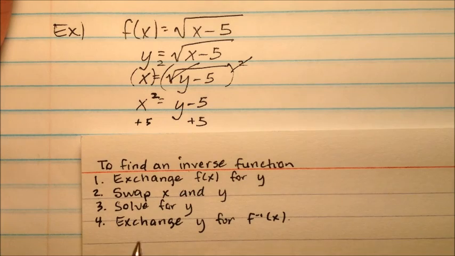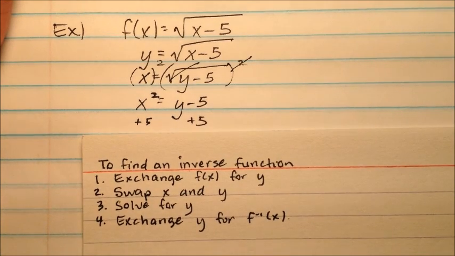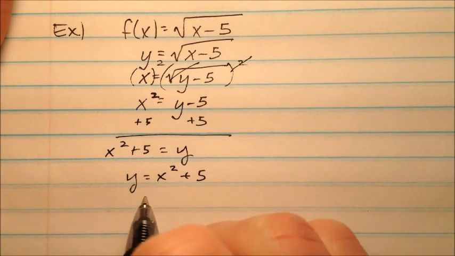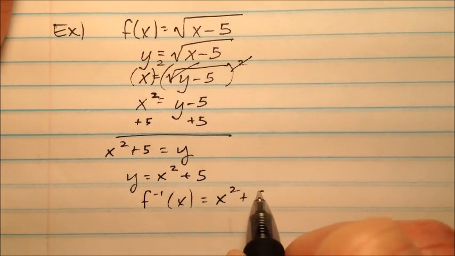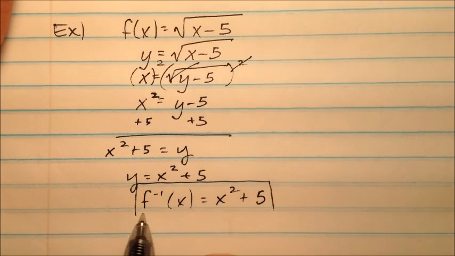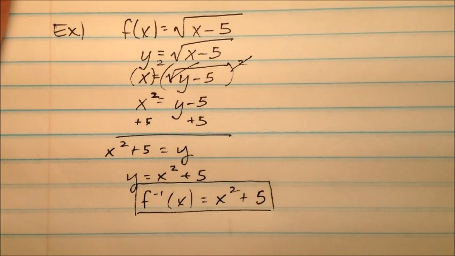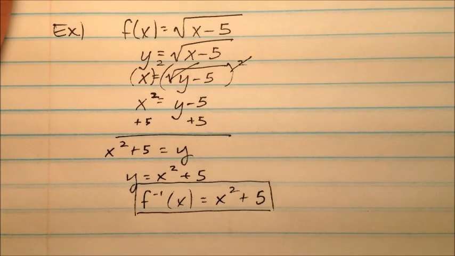And then our final step is to exchange y for this notation that means the inverse. So we'll say the inverse function is x squared plus 5, just like that. So we're just following that 4-step approach, and let's take a look at the graph.